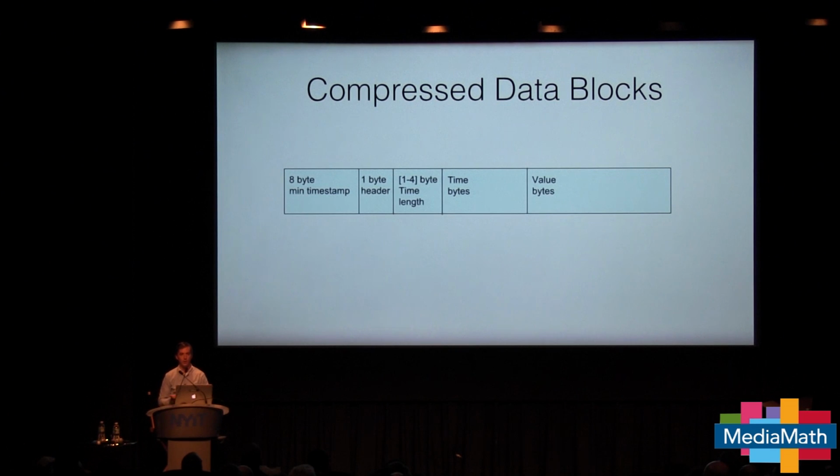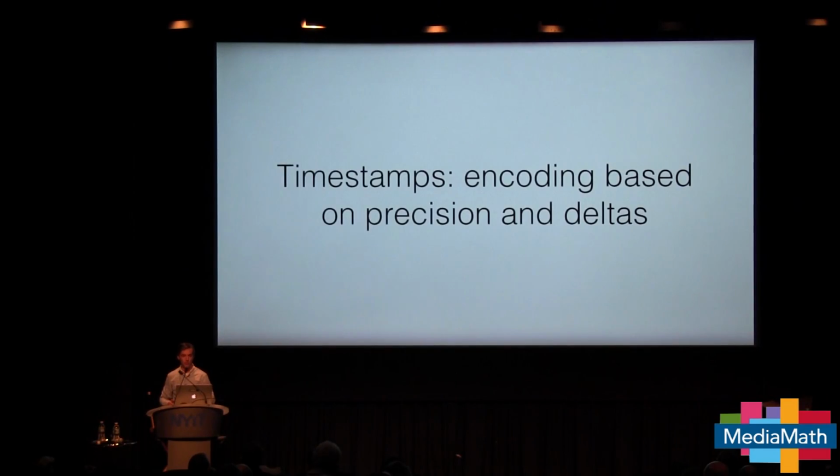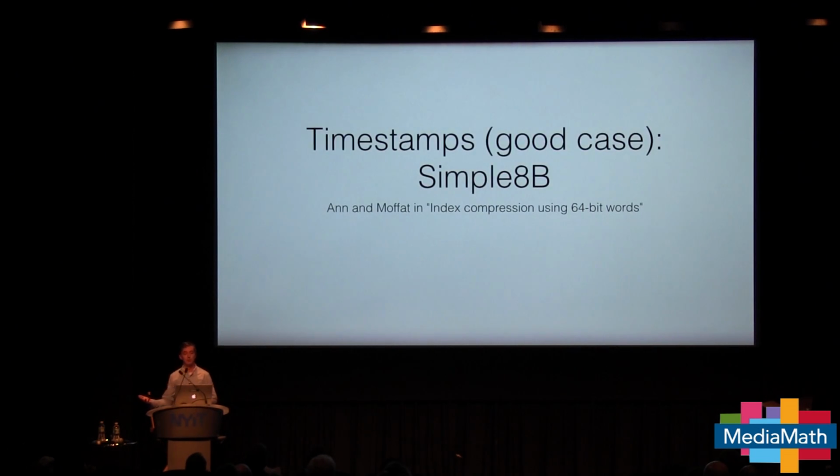Okay. I want to talk about compression really quick. This is what the compressed blocks look like. Unlike some other compression schemes for time series data, we actually keep the time and the value compressed bytes separate. So timestamps, we encode them based on the precision you're using and the deltas. So we use different encoding schemes depending on the timestamp. In the best case, we use an encoding scheme called Simple 8B. It's detailed in this paper here. So if you search on that, you'll be able to find it.